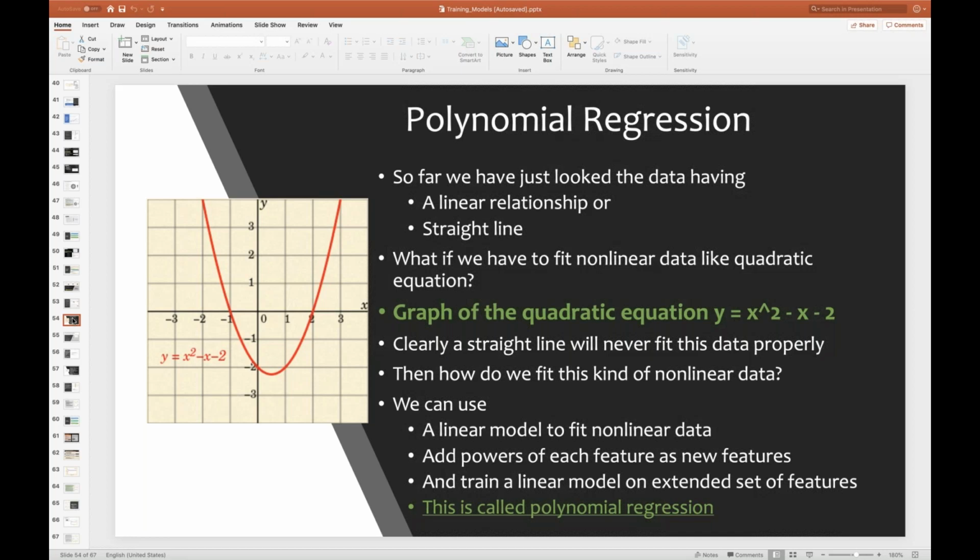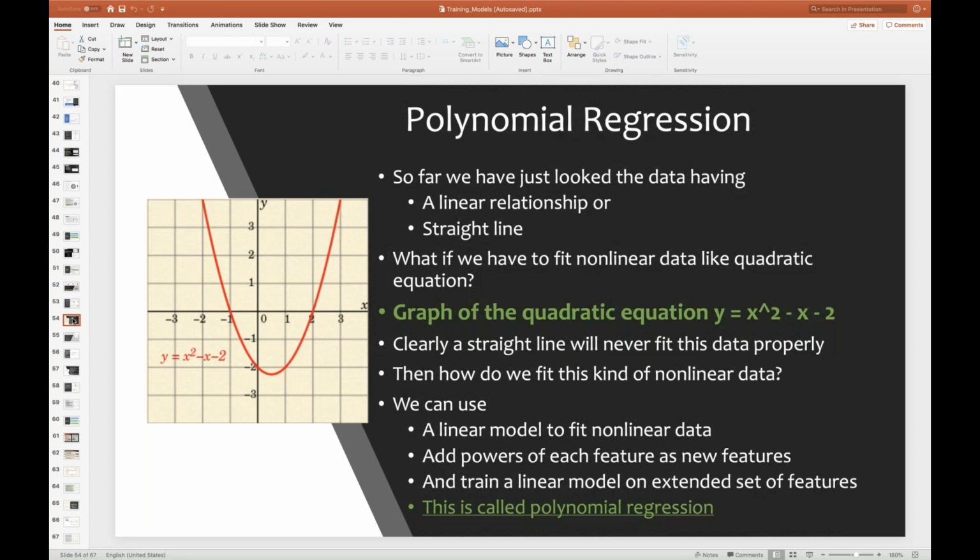Now, here what happens is, clearly a straight line will never fit this data properly. Perfect. Because when you are trying to find a quadratic equation or quadratic formula between two features, the straight line will never fit it. Because if the straight line fits, then it says, boss, you guys are nowhere related. Don't just try to make out something within yourself. Now, when a straight line is not fitting the data properly, how do we fit this kind of nonlinear data? Question mark. Think. Think logically now.